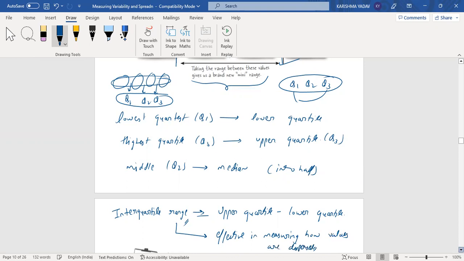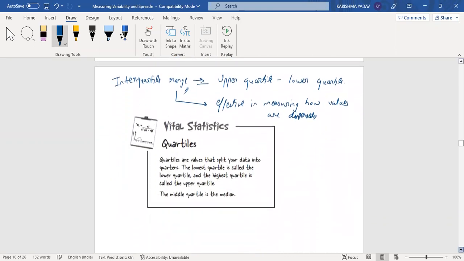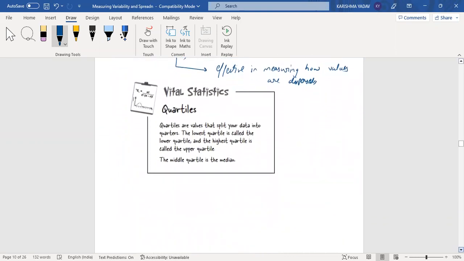So this is the quartile and the interquartile range. So what do we have in the quartile? Quartiles are the values that split your data into quarters, that means into four parts. The lowest quartile is the lower quartile, which is my Q1, the highest is called the upper quartile, which is my Q3, and the middle quartile is the median, which is my Q2.